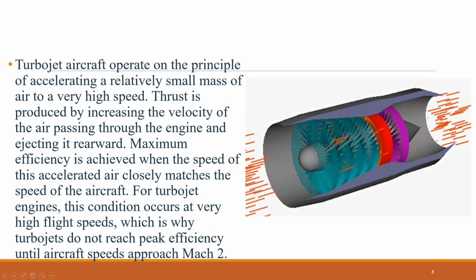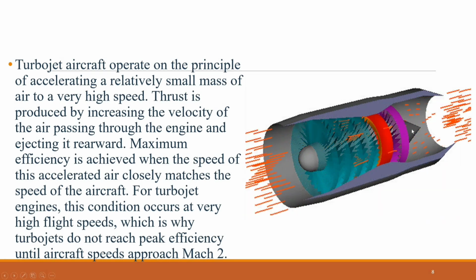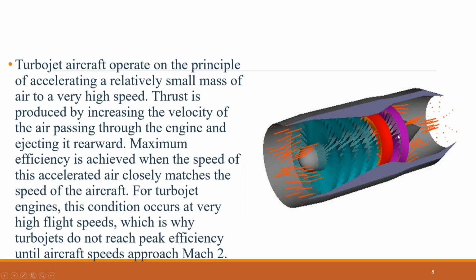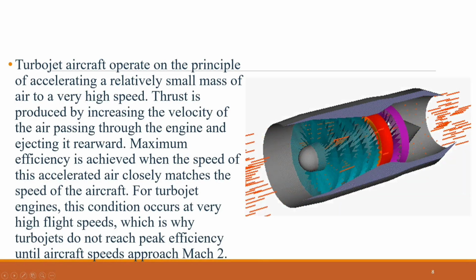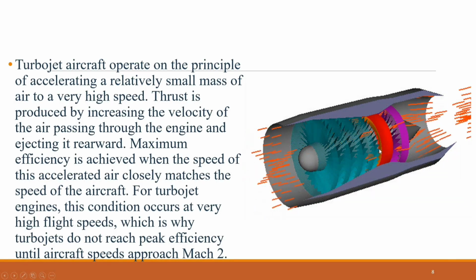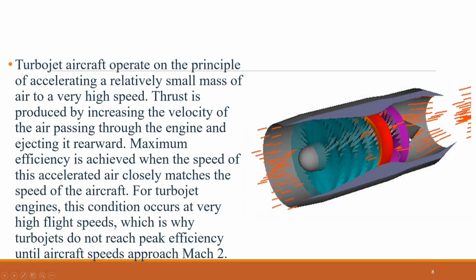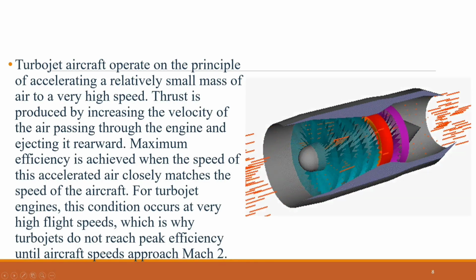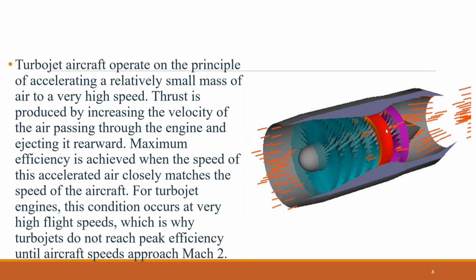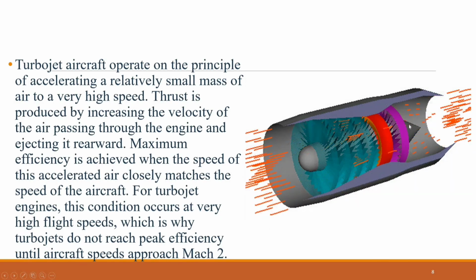In a jet engine, the turbine and compressor are connected by a central shaft. The energy extracted by the turbine is used to drive the compressor, allowing the engine to maintain continuous airflow and combustion. Although the turbine removes some energy from the exhaust gases, the flow leaving the turbine is still at a higher pressure and temperature than the free stream air.